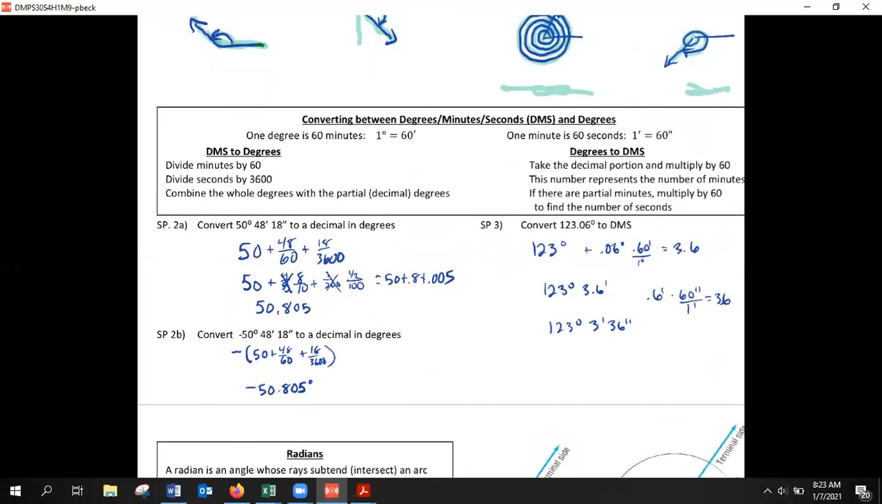All right, second set of skills that we want to learn today is about converting between degrees, minutes, and seconds. The big question that I tend to ask my students is, okay, how many degrees are in a circle, which is 360 degrees? So if we divide that circle into 360 parts, we get 1 angle. And then we say, okay, is there anything smaller than a degree?